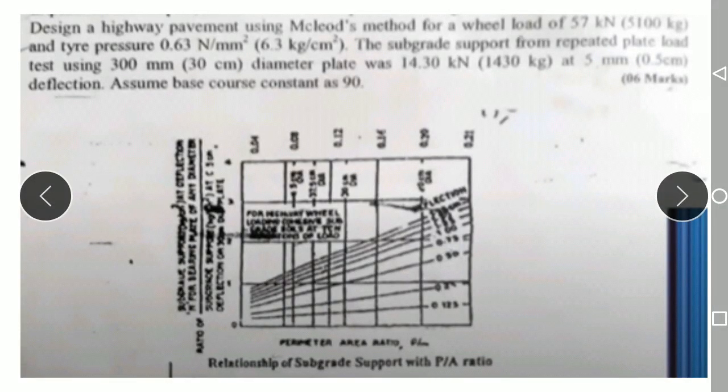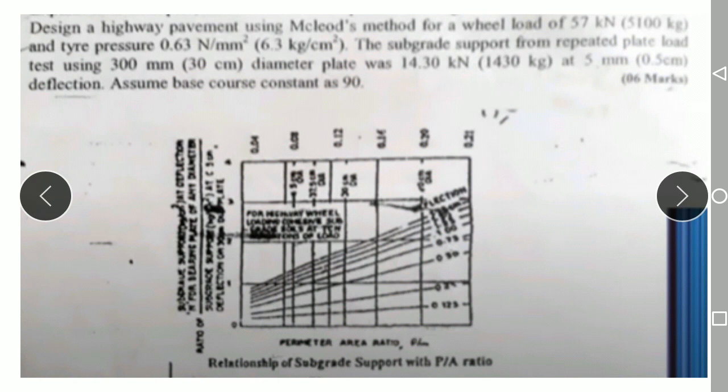Hello students, in the previous session we discussed how to design a flexible pavement by the McLeod method. We discussed the detailed problem in that session. Now we will discuss another problem in this session that is based on the McLeod method itself. It is somewhat different compared to the previous problem.